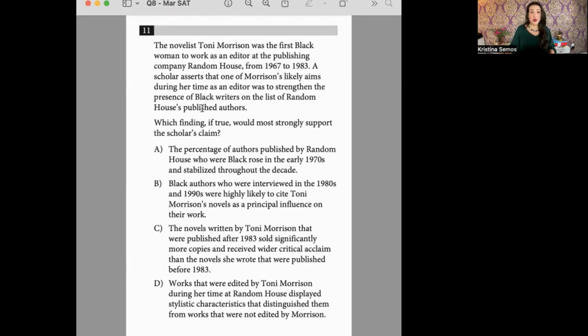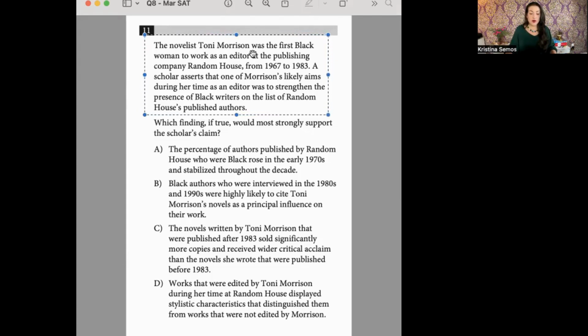Okay, so just like with reading comp questions, once we get to the next question block, which are claims questions, I want to read the question stem first because they're asking different things every time. So which finding, if true, would most strongly support the scholar's claim? Cool, I'm supporting a claim. So I'm going to read this. My first task is that I want to figure out, well, what is the scholar's claim? And once I figure that out, then I look to the answer choices to see what supports it or what goes with it, okay?